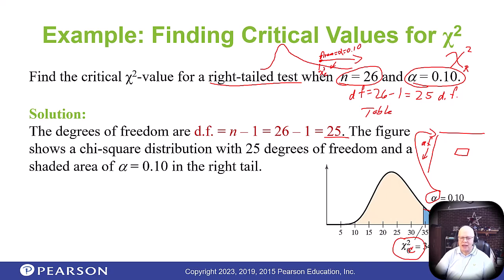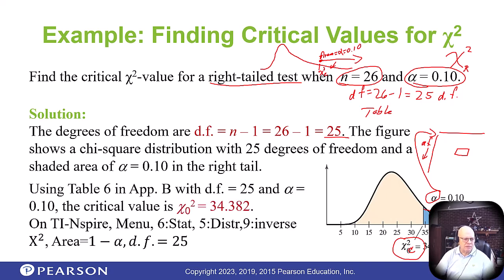Yes, I'm sticking with that notation. I like it. Now what you might want to try to do, yes, it was table 6. How about that? I got it right. Table 6, Appendix B. You might put out a little post-it there so you can get to it easily. The critical value is 34.382. See if you can find that.